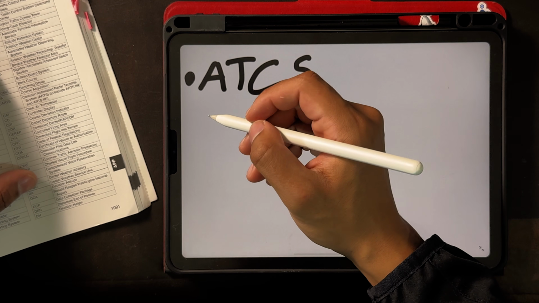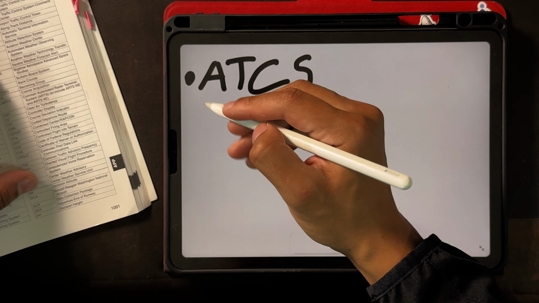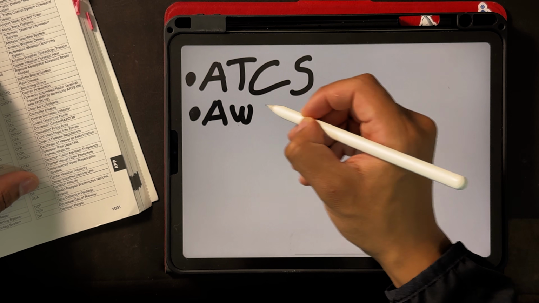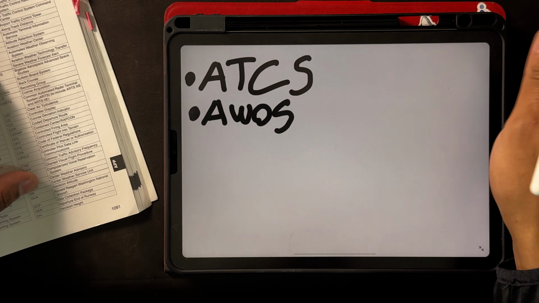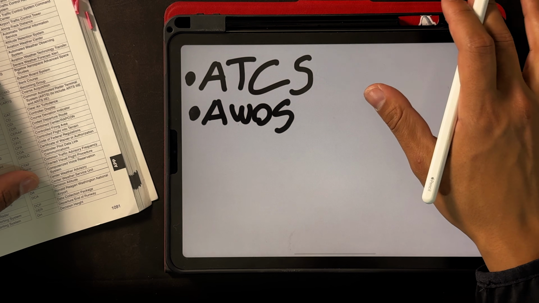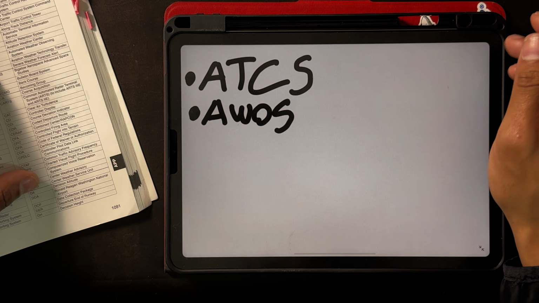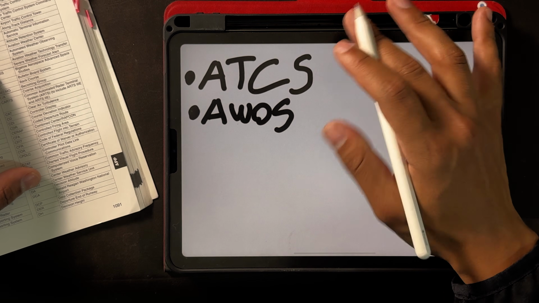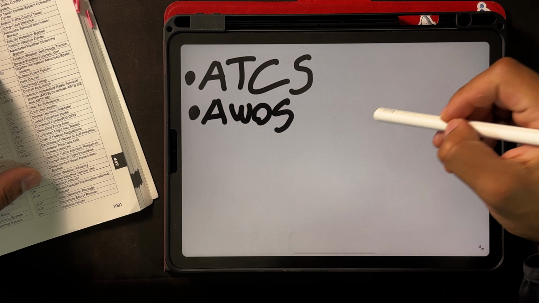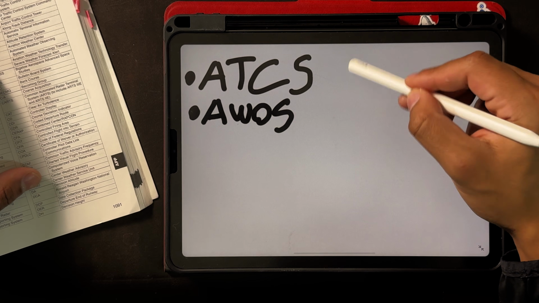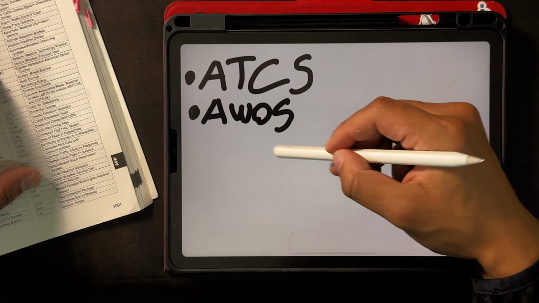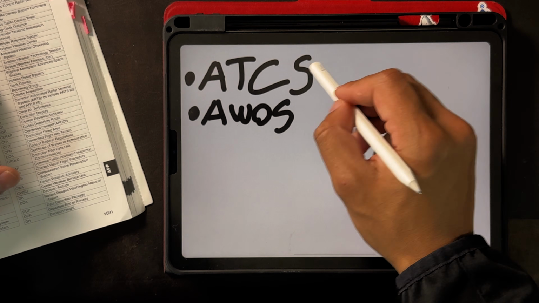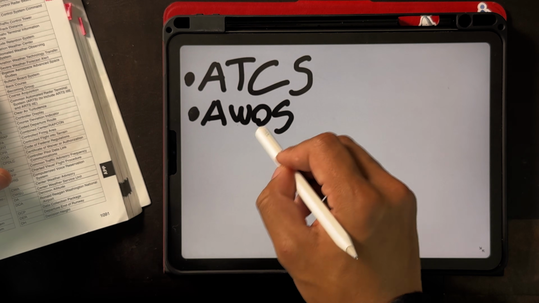Next, let's go with AWOS, or Automated Weather Observation System. Now, AWOS is exactly what it sounds like. At airports, generally uncontrolled, meaning there is no control tower, so not any big international airports or anything.